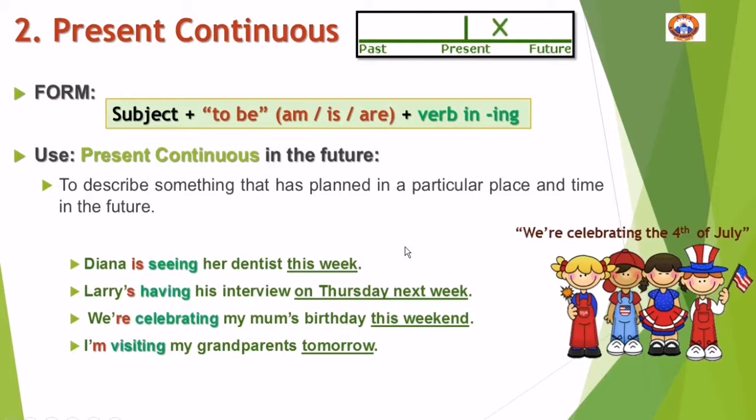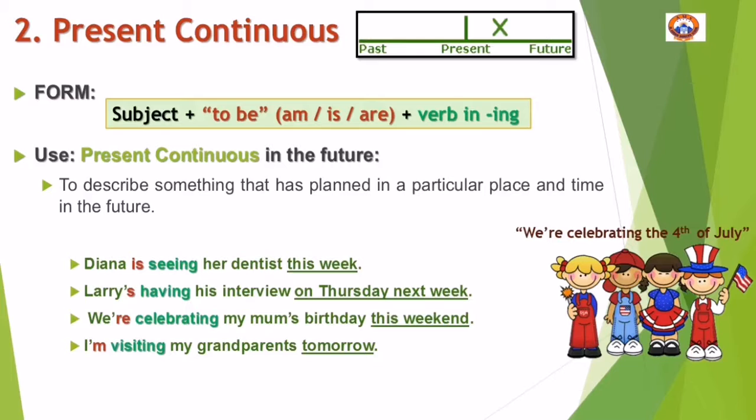I can use the present continuous also in order to express the future tenses. We have the form of the present continuous. It's the subject, verb to be, am, is, or are, plus verb in ing form. When can I use present continuous form? In order to express future or with the future meaning.